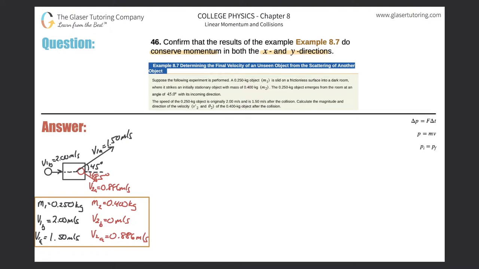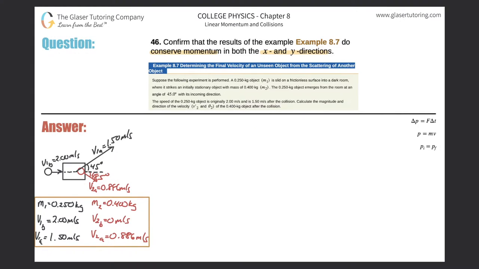So, quick synopsis: there's an initial velocity of the black ball. It's traveling into this black box where it's going to hit a stationary red ball. After the black ball hits the red ball, it will be deflected at an angle of 45 degrees. I'll just assume it's north of east. And it will be traveling with a final velocity of 1.5 meters per second. And then the red ball will be deflected downward at an angle of 48.5 degrees, and it has a final velocity of 0.886 meters per second.